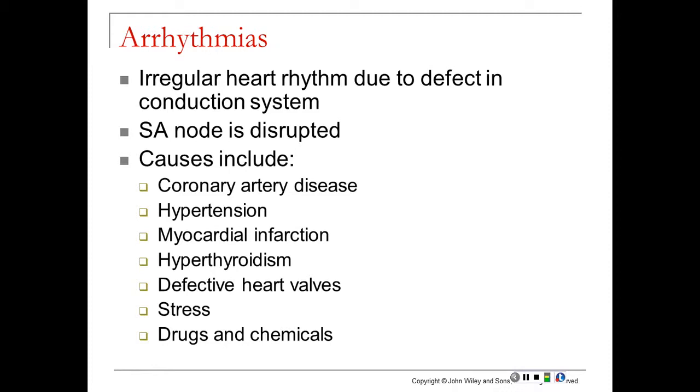In some cases, the SA node can be disrupted for whatever reason. Some of the causes of that SA node disruption could be coronary artery disease, hypertension or high blood pressure, a myocardial infarction, which is a heart attack. Hyperthyroidism can also cause this, as can defective heart valves that aren't closing properly. Stress could induce an SA node disruption, as well as drugs and other chemicals that influence the nervous system.